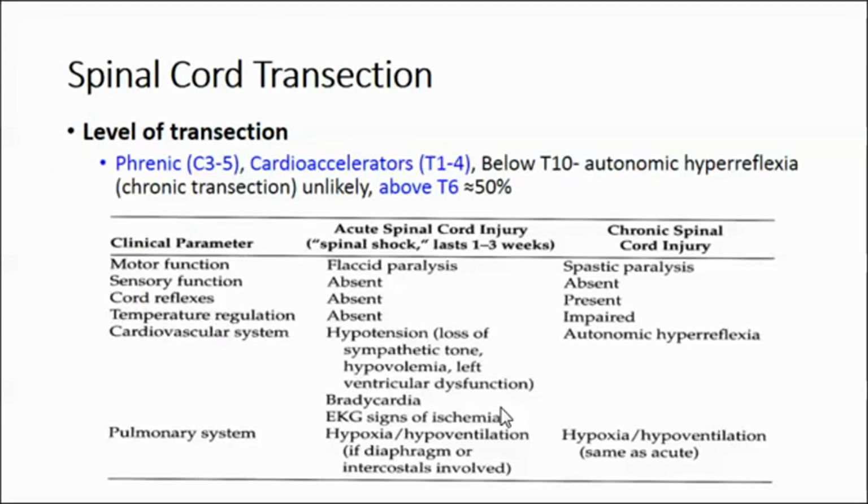Shifting again, spinal cord transection. You have to know these. I don't think this is too hard to know with the kind of work we do. The phrenic nerve is C3, 4, 5. Cardioaccelerators T1 through 4, stuff that we talk about every single day. T6 is sort of the magic number where autonomic hyperreflexia becomes very relevant. T10, it's still an issue. So depending on how the question's written, you've got to keep both of those in mind.